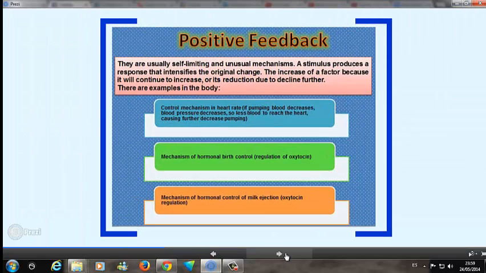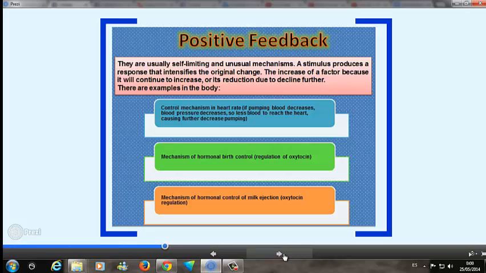Positive feedback. They are usually self-limiting and not universal mechanisms. A stimulus produces a response that influences the original change. They increase a factor because it will continue to increase, or its reduction leads to further decline. There are examples in the body.